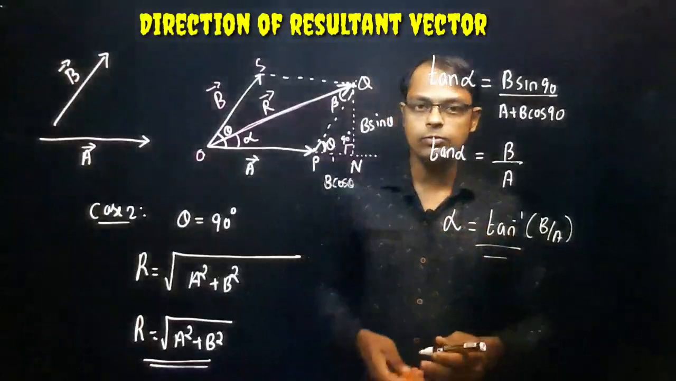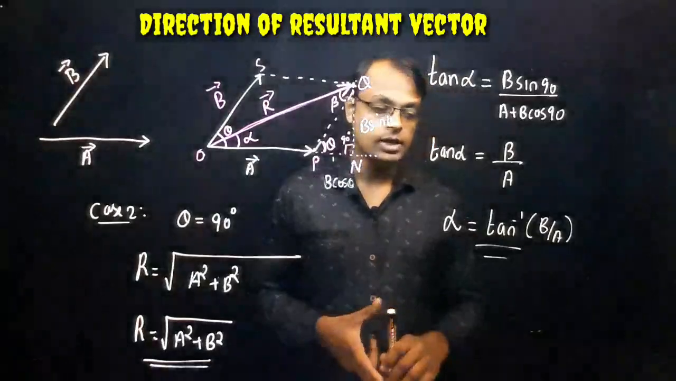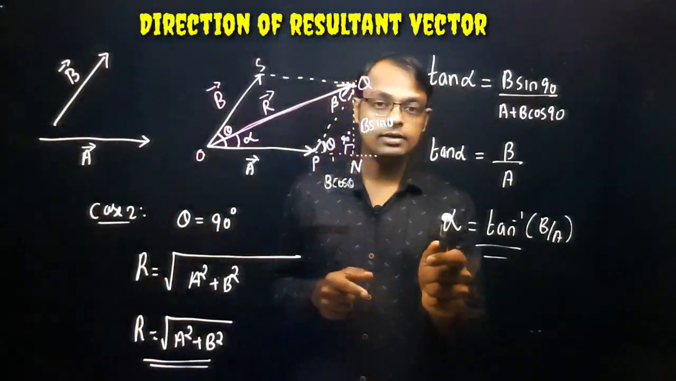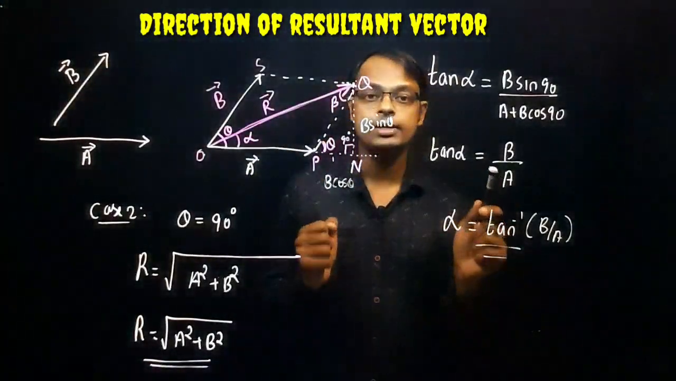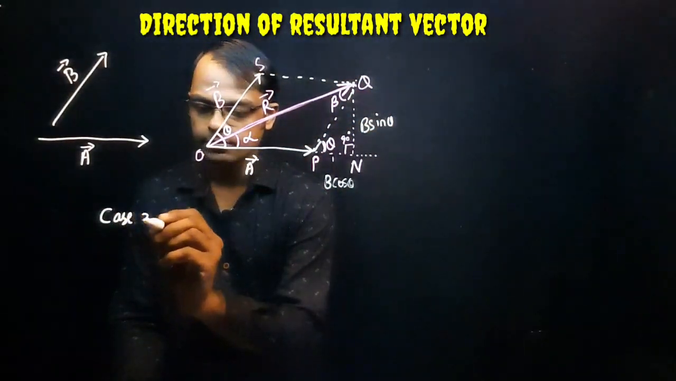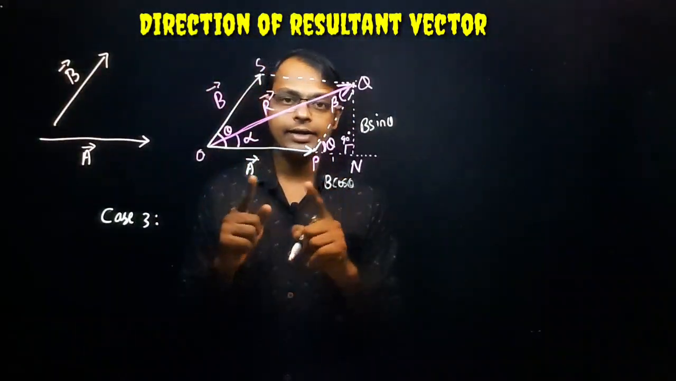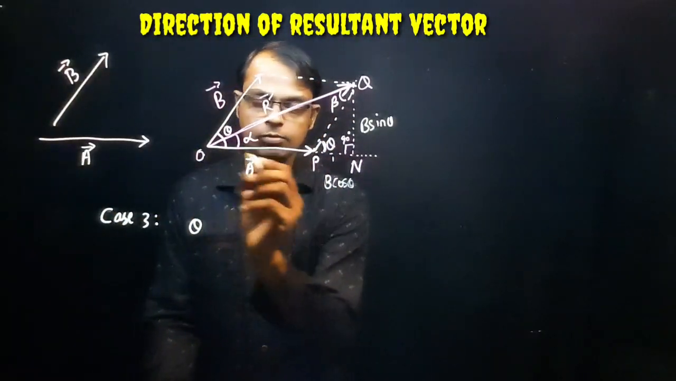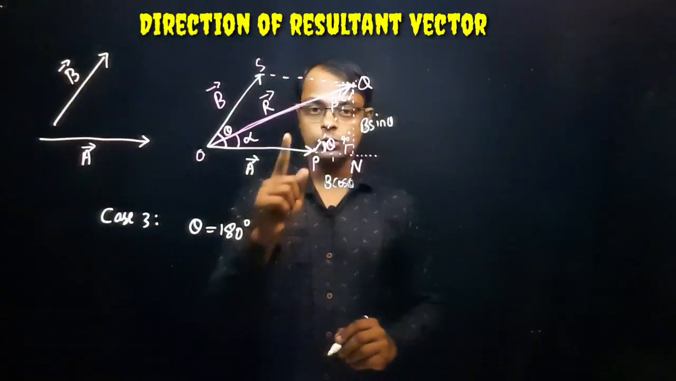So this is the way to calculate the resultant vector when two vectors are acting perpendicular to each other, and the direction of the resultant is given by the angle alpha, where alpha is equal to tan inverse of B divided by A. Let's discuss case 3. When two vectors, A vector and B vector, are acting opposite to each other, what is the theta between them? Theta is equal to 180 degrees.